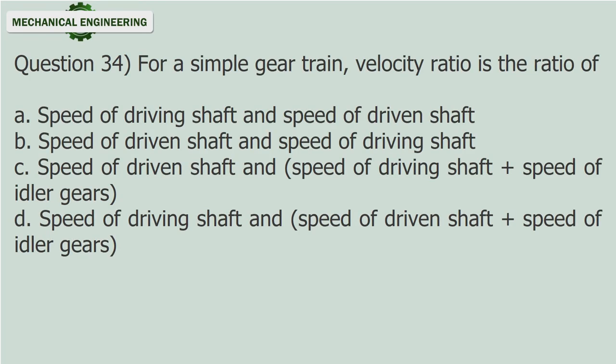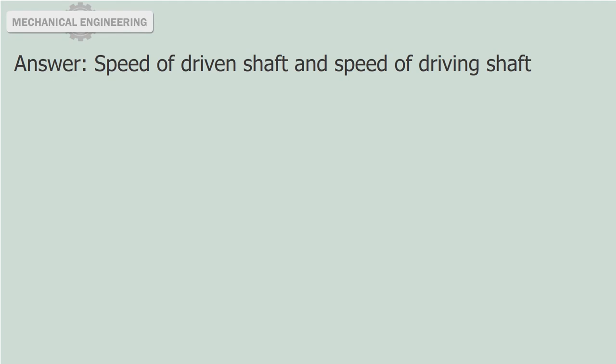Question 34. For a simple gear train, velocity ratio is the ratio of A. Speed of driving shaft and speed of driven shaft. B. Speed of driven shaft and speed of driving shaft. C. Speed of driven shaft and speed of driving shaft plus speed of idler gears. D. Speed of driving shaft and speed of driven shaft plus speed of idler gears. Answer: speed of driven shaft and speed of driving shaft.